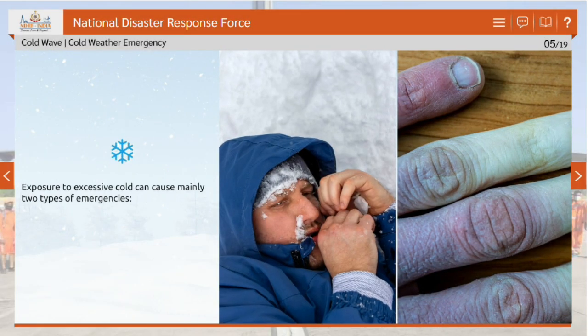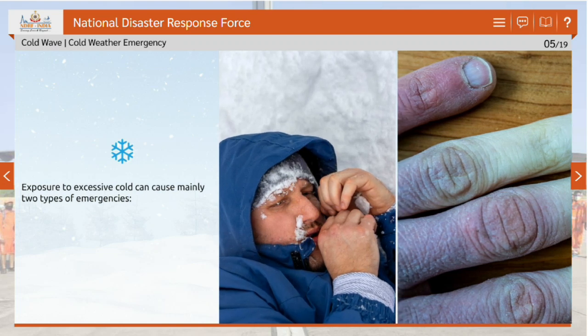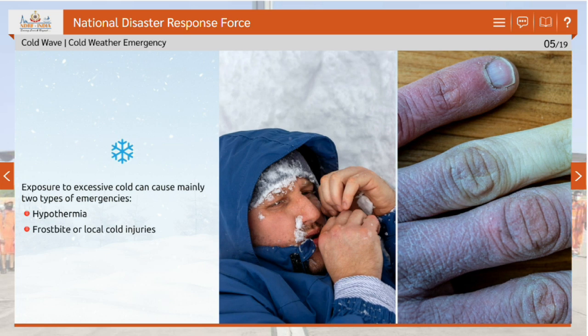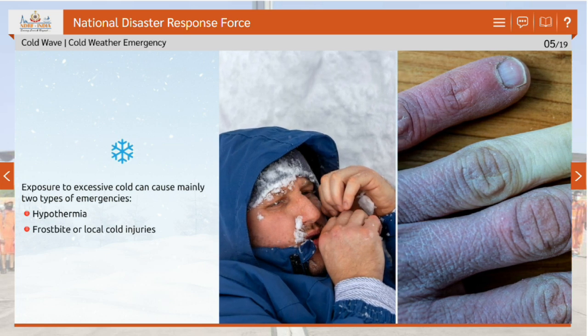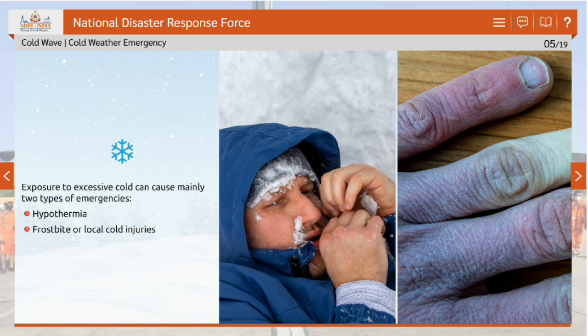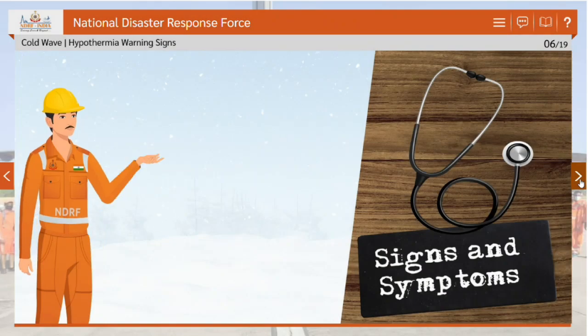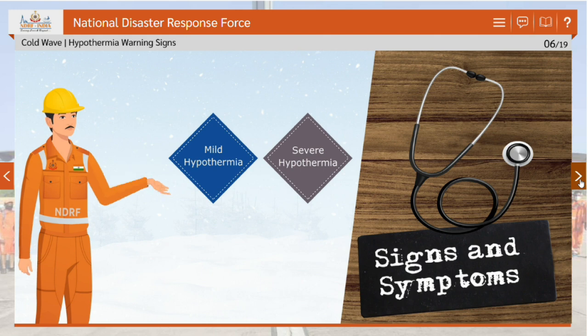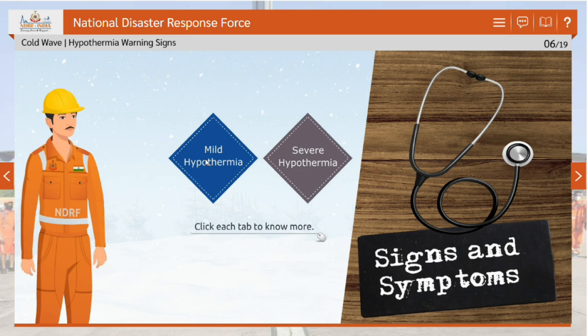As discussed, exposure to excessive cold can cause mainly two types of emergencies, hypothermia and frostbite or local cold injuries. Let's learn about them in detail. There are two types of hypothermia, mild and severe hypothermia. Click on each tab to learn more about the warning signs and symptoms.